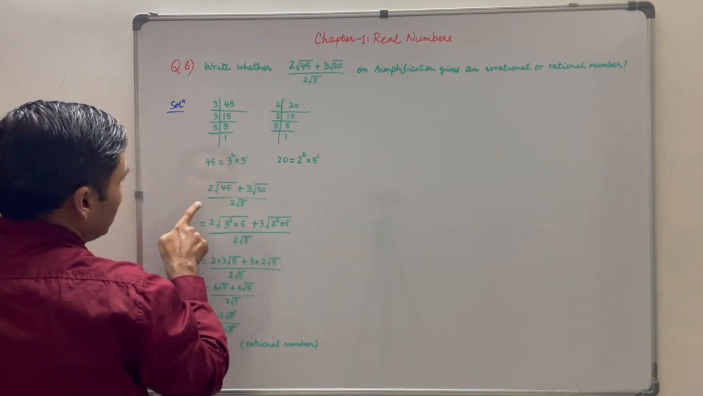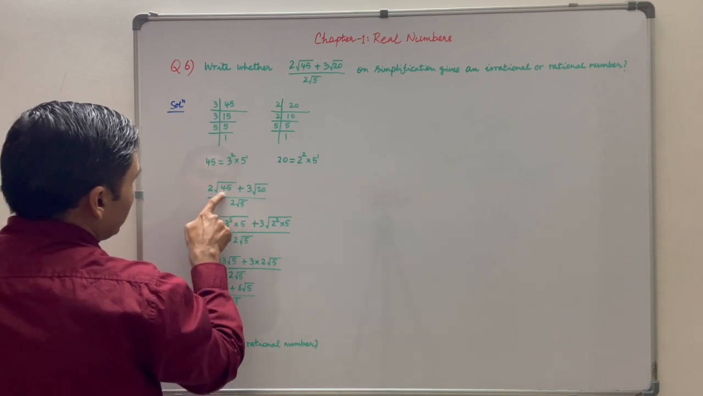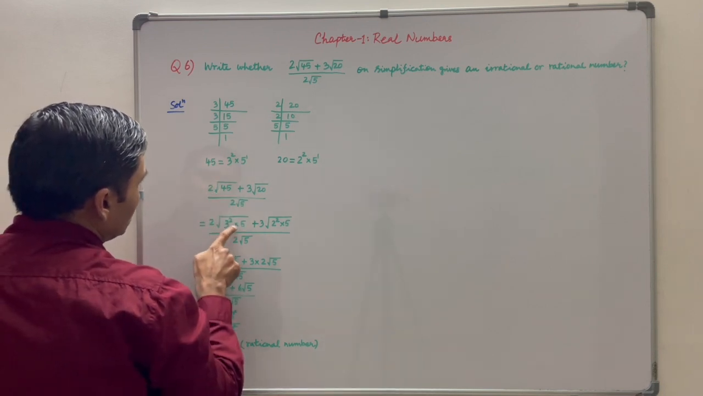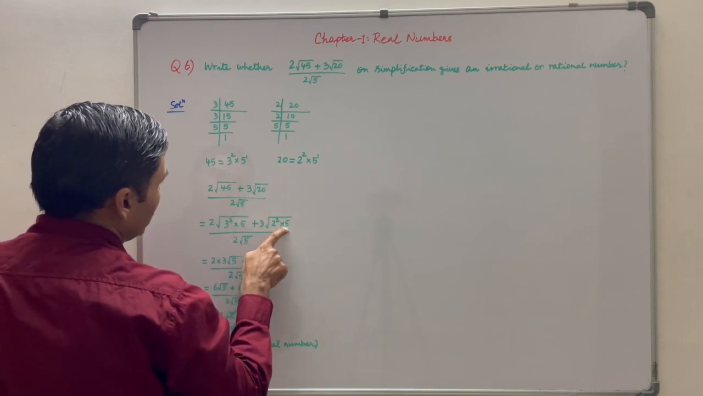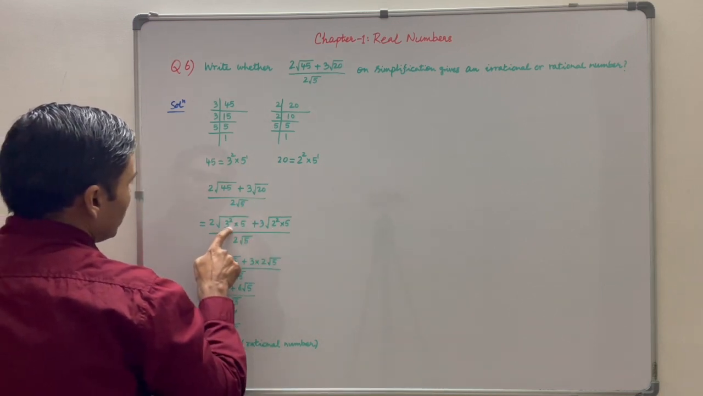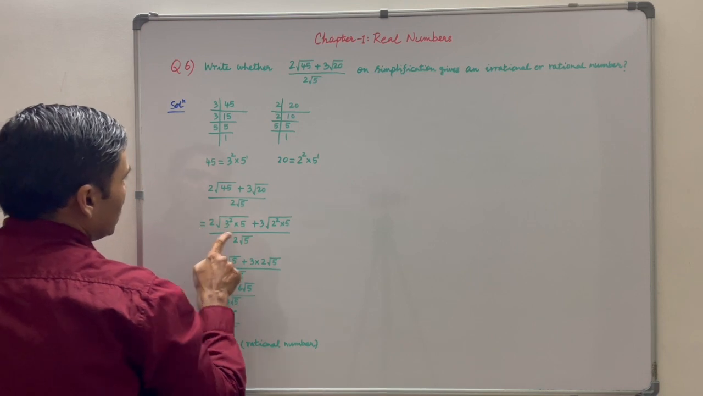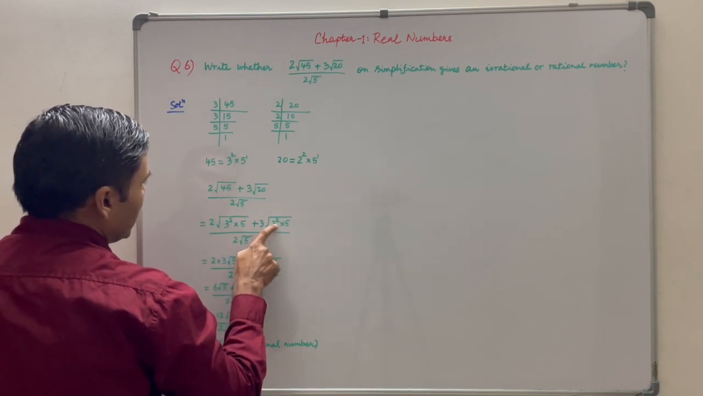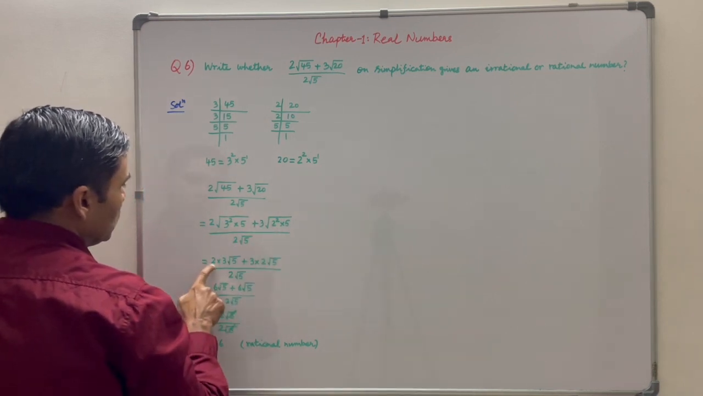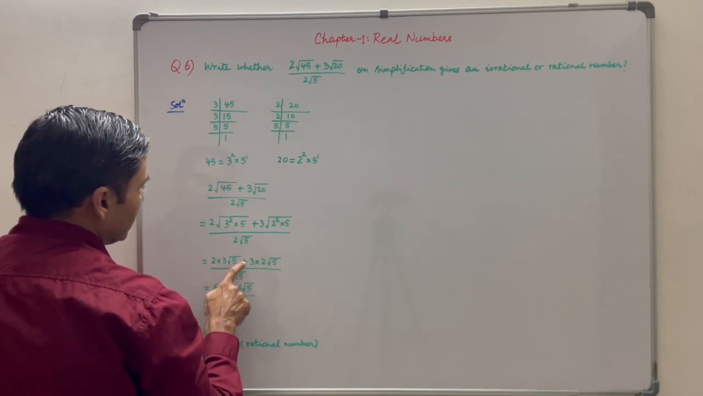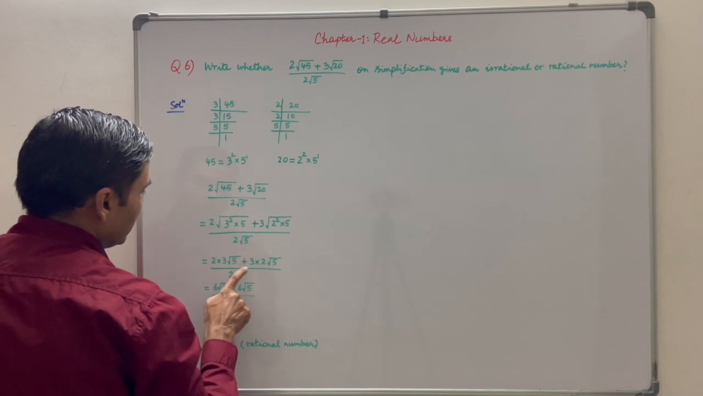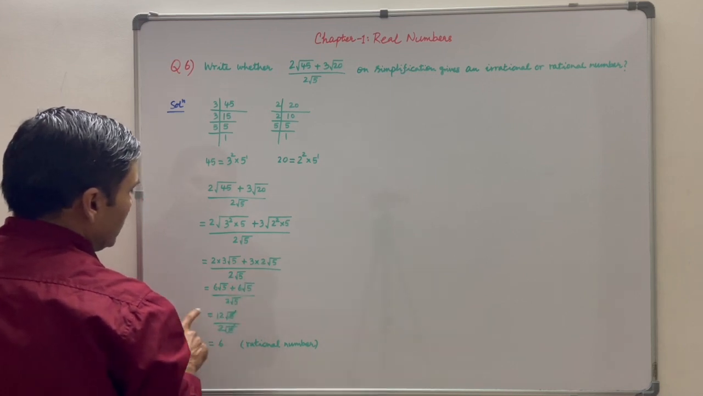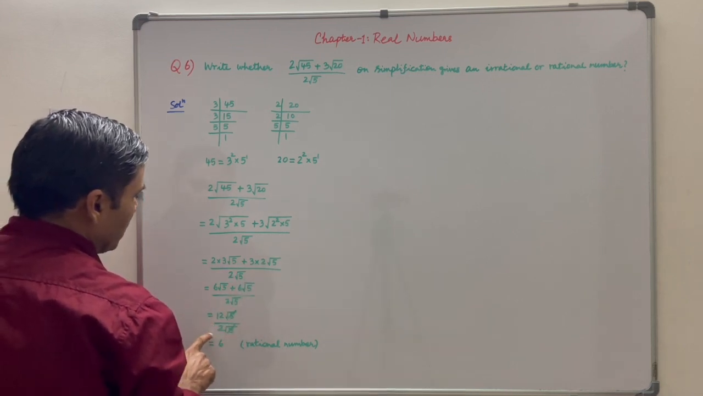So we can simplify this as, in place of 45 we will write 3 to power 2 into 5 and in place of 20 we will write 2 to power 2 into 5. So square root of 3 square we can take 3 out and square root of 2 square we can take 2 out. So it will become 2 into 3 root 5 plus 3 into 2 root 5, that is 6 root 5 plus 6 root 5 upon 2 root 5. So it will be 12 root 5 upon 2 root 5.